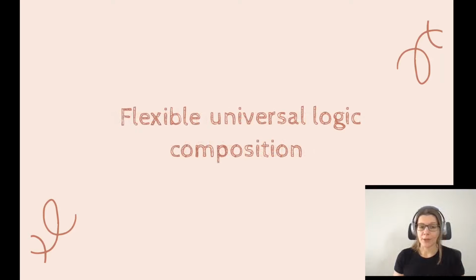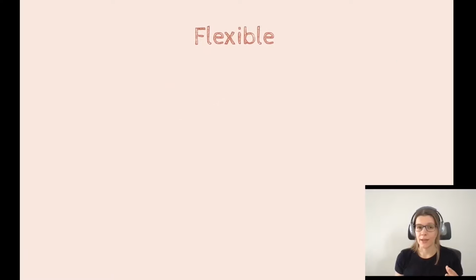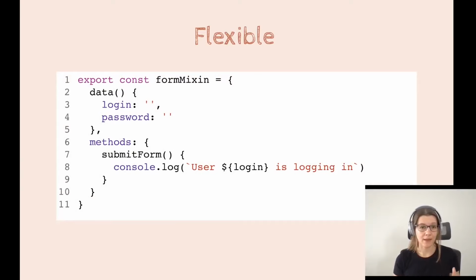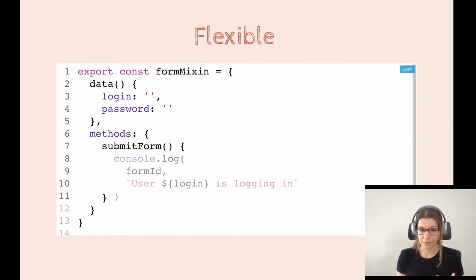Composition API is required to have a flexible and universal logic composition. Let's take a look at flexible. So, for example, I want to abstract my form somehow using the options API. And of course, I can go with a mixin. The mixin will expose our data properties and a method for submitting the form, and I can import this mixin whenever I want and use it. The problem is mixins are not flexible.